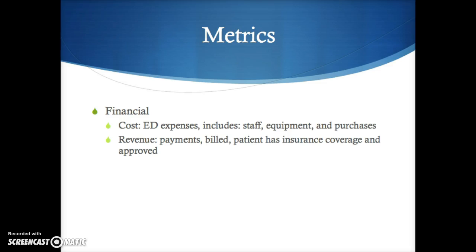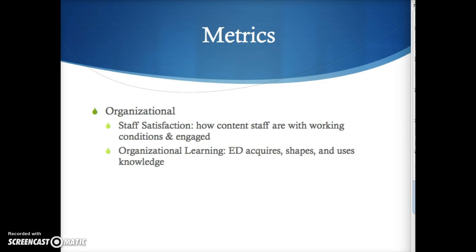You also have revenue metrics, and this is subtle because payments to the ED are affected by not only the procedures performed, but also whether they are billed for, whether the patient has insurance coverage, and whether they are approved by the insurance company. Finally, you have organizational metrics, and the two categories that fall under organizational are staff satisfaction and organizational learning.